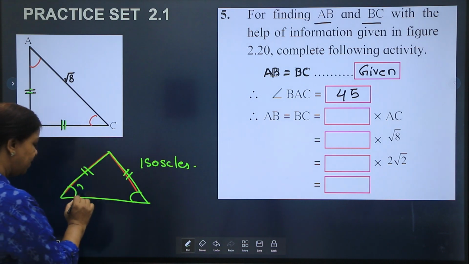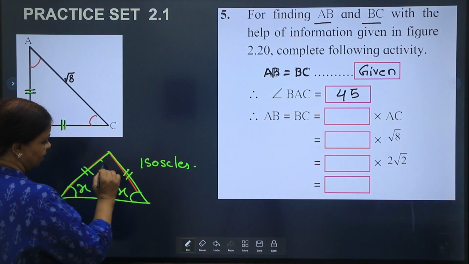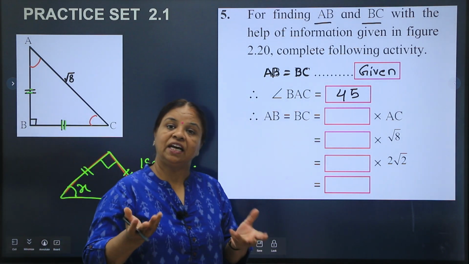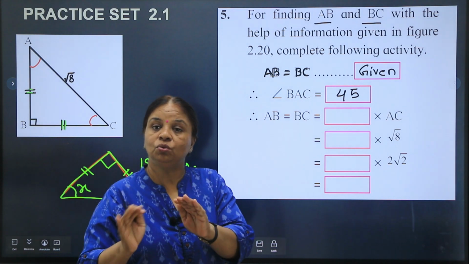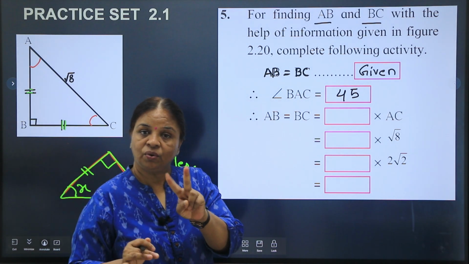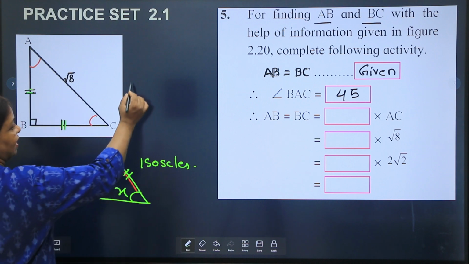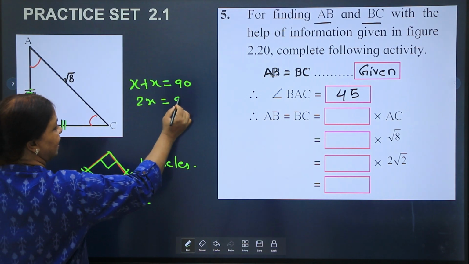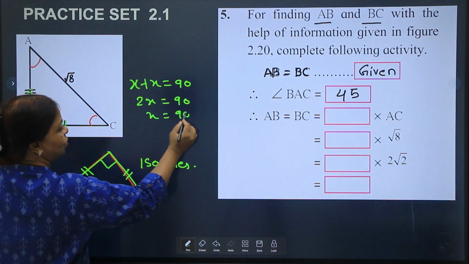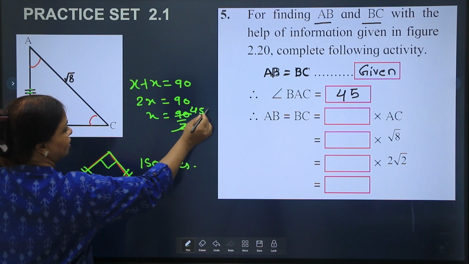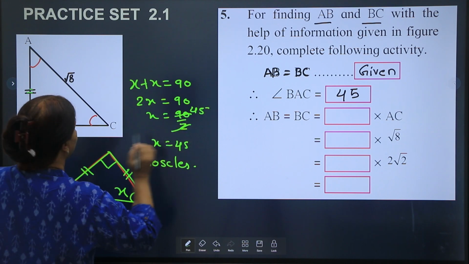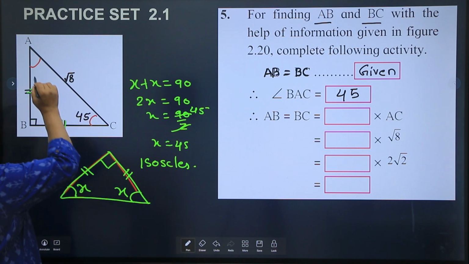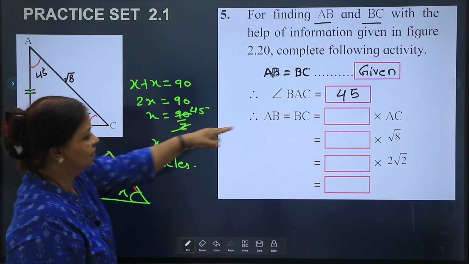So this will be x and this will also be x. If this is 90, these two angles are both equal, and the sum of the other two angles will be 90. So x plus x is equal to 90, which is 2x equal to 90. So x is equal to 90 upon 2, 45 degrees. So this angle is 45 degrees and this also will be 45 degrees.